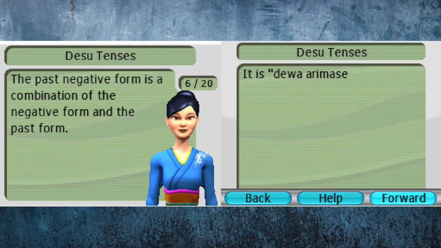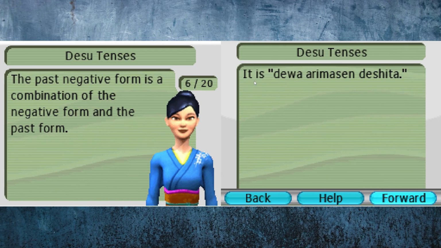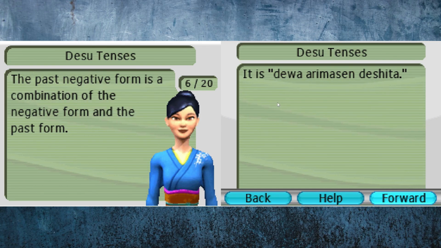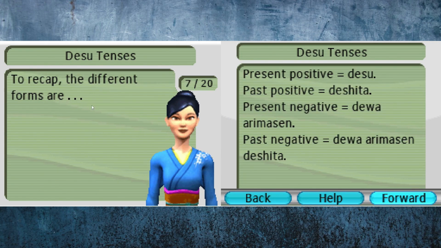The past negative form is a combination of the negative form and the past form. It is dewa arimasen deshita. I've never seen that used before. I've only seen janai desu or janakatta, but dewa arimasen deshita is something new to me. To recap, the different forms are: present positive is desu, past positive is deshita, present negative dewa arimasen, past negative dewa arimasen deshita.